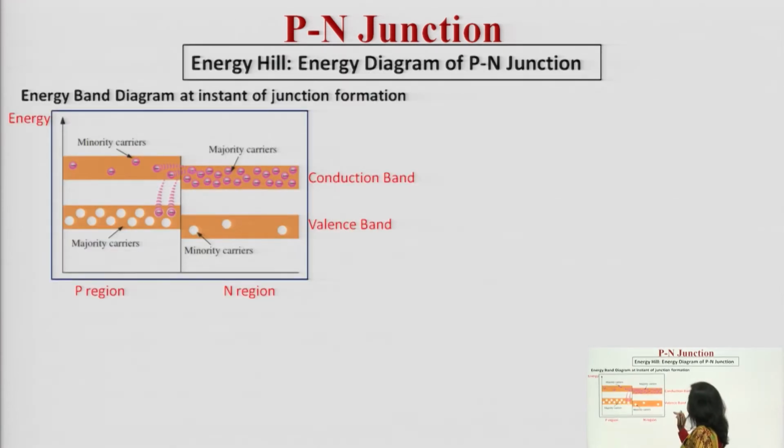Now, let us discuss the energy band diagram of a PN junction. You have studied about the energy band diagram of intrinsic semiconductor. You have studied about the extrinsic semiconductor. Now, how does the energy band diagram look for a PN junction, and there is a concept of energy hill which I shall be discussing over here. So, in this particular manner you have to understand it.